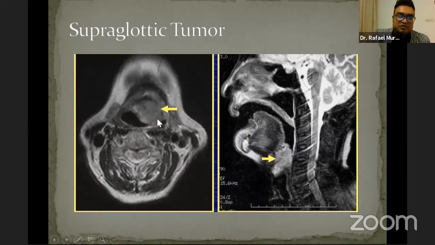Here we can see a supraglottic tumor, somewhat iso- to hyperintense on the T2-weighted image. As we can see, the CSF behind the vertebra is hyperintense. And on the sagittal image, we can see a very hyperintense mass in the supraglottic area on the T2-weighted image.